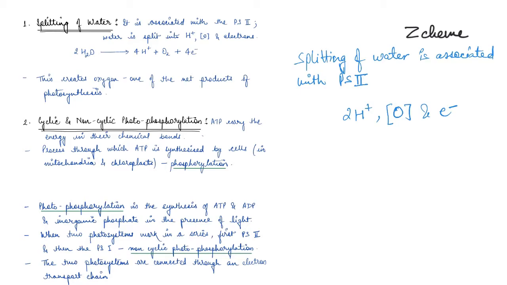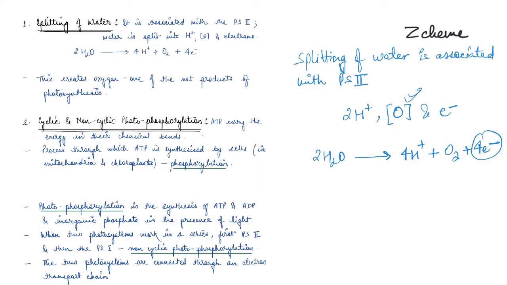So basically, oxygen is also one of the net products of photosynthesis, and that is why we say that oxygen is released. So two molecules of water, when they split, give you this ion plus oxygen and four electrons, and these electrons are used by photosystem 2 and transferred to photosystem 1 through the electron transport system. So this is all about water splitting, guys.